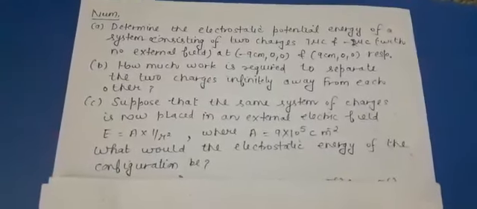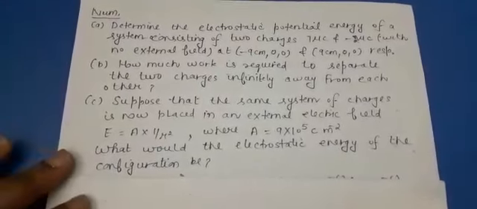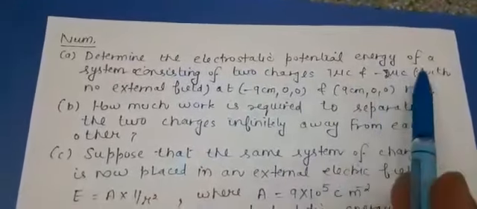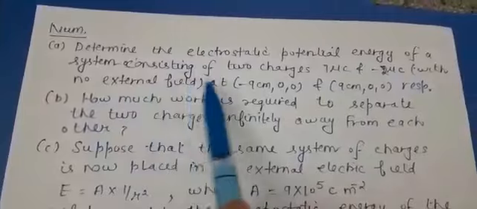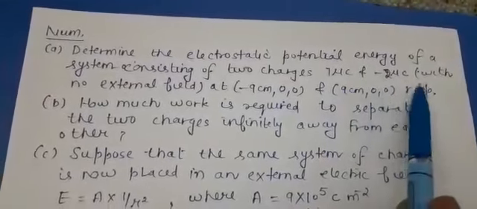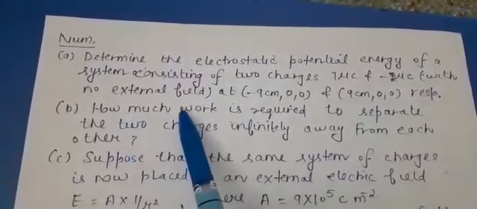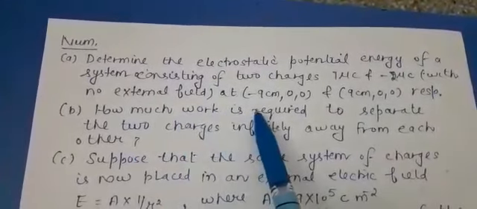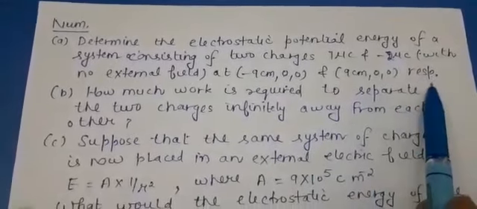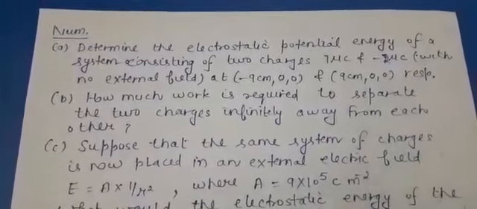Now one more numerical. This is also an NCERT solved question. Determine the electrostatic potential energy of a system consisting of two charges, 7 microcoulomb and -2 microcoulomb, with no external field, at -9 centimeter 0, and 9 centimeter 0 respectively. Let me understand this part first.